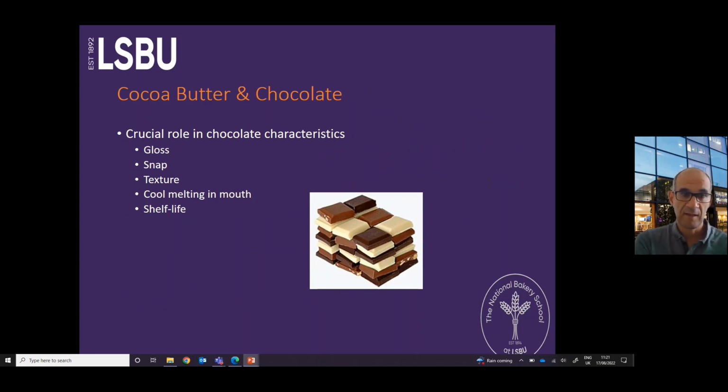So getting the right crystal type will actually affect a lot of properties, and this will lead to a nice eating experience. So visually, a nice gloss, nice snap, good texture, cool melting, because as the crystals melt, there will be a cooling effect in the mouth because the heat to melt these crystals is taken from the mouth. There's also an effect on the shelf life, which we will see later. These crystals are all different, and they may change the visual aspect of the chocolate over time.